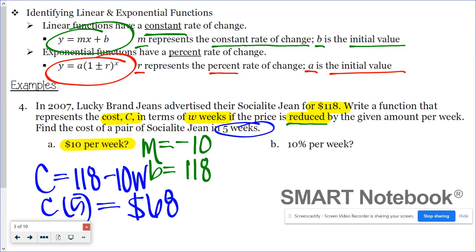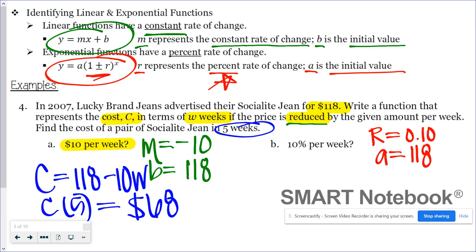Let's check out the next scenario. 10% per week. You're right. That's a percent rate, so it's an exponential function. So we know that R is equal to 10%, but we need to write that as a decimal. So we're looking at 0.10 for R, and our initial value is still 118. Now I do expect you to do the math, okay?